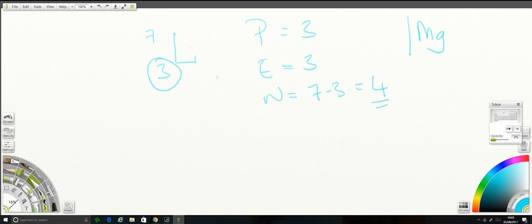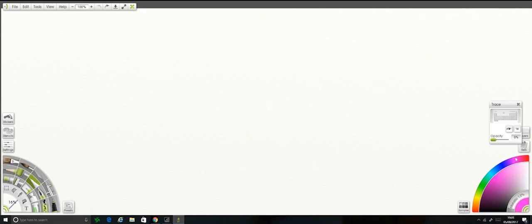So the answer to magnesium, let me just get rid of all of that. The answer for magnesium is 24 and 12. So the top number for magnesium, the number of protons is 12, bottom number of electrons is 12, number of neutrons is 24, take away 12, which is 12.